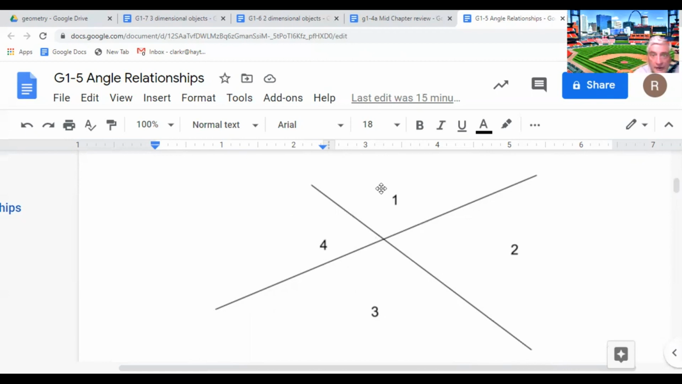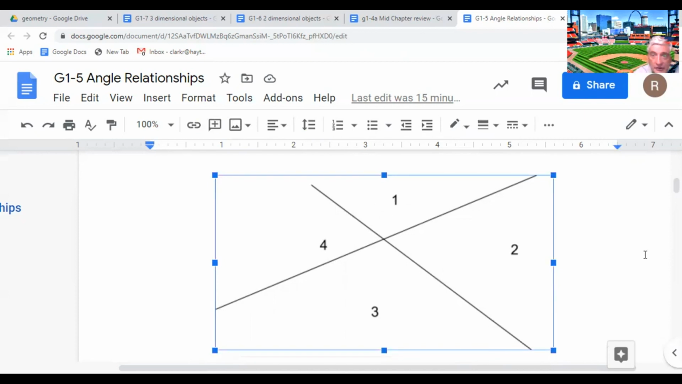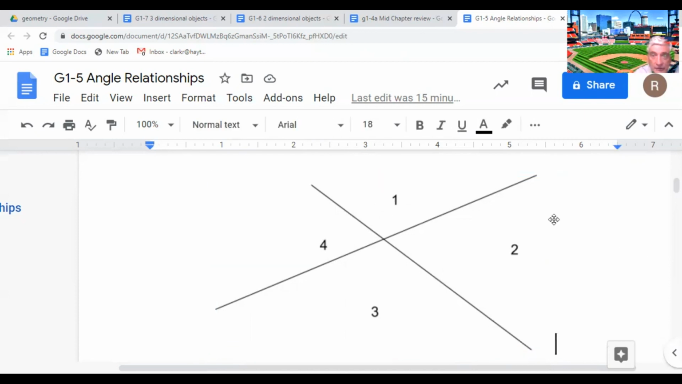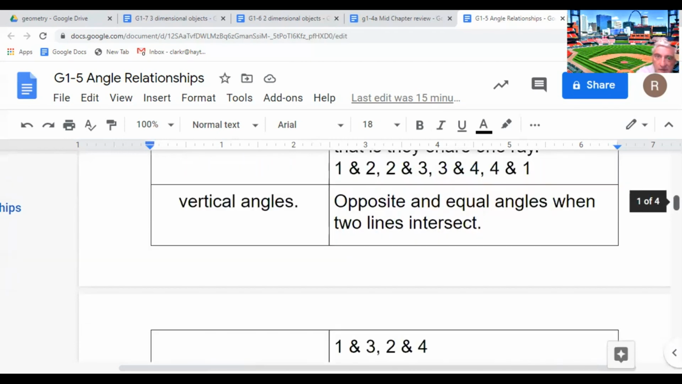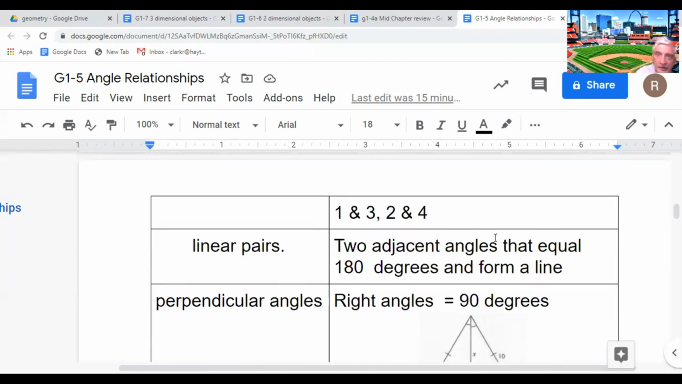1 and 2 are also a linear pair. A linear pair is two adjacent angles that form one straight line, 180 degrees. So 1 and 2 would be a linear pair. They are adjacent angles. They are also supplementary. A supplementary angle is 2 angles that equal 180 degrees. 2 and 3 would also be supplementary and a linear pair. Once again, a linear pair is 2 adjacent angles that equal 180 and form one line.